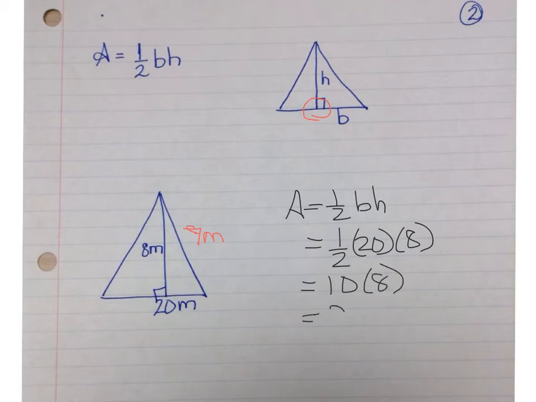That makes it easy. We have 80, and then our units are meters, but we square them because it's this meter times this meter. So that's 2, so we have to square them. Area will most of the time be in squared units. Okay, so that's our first example. Let's move on to the next one.